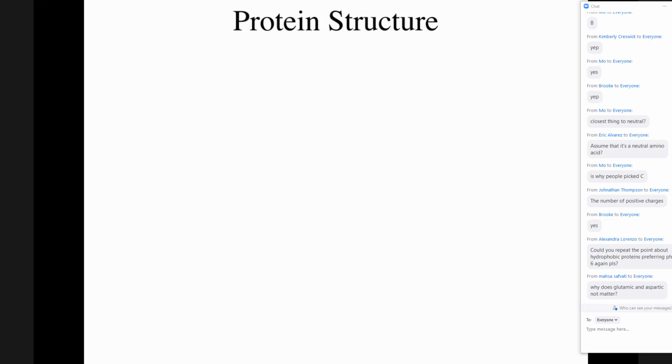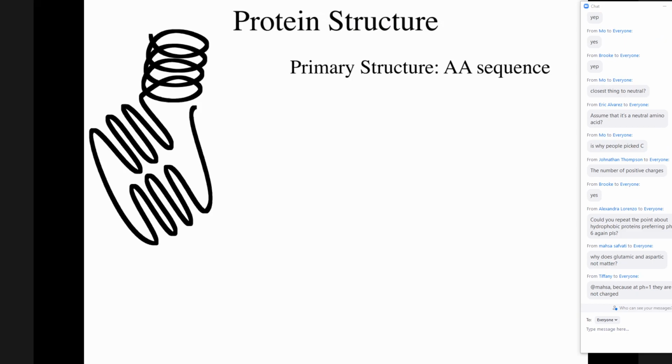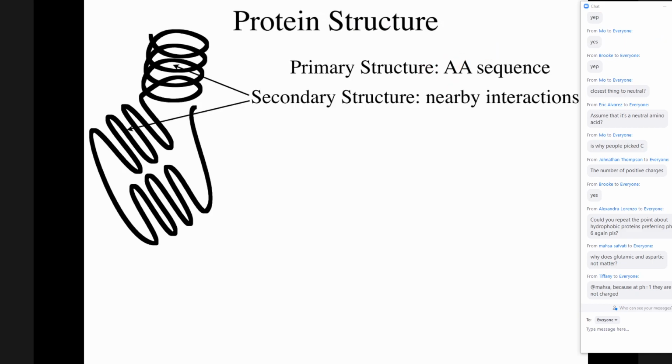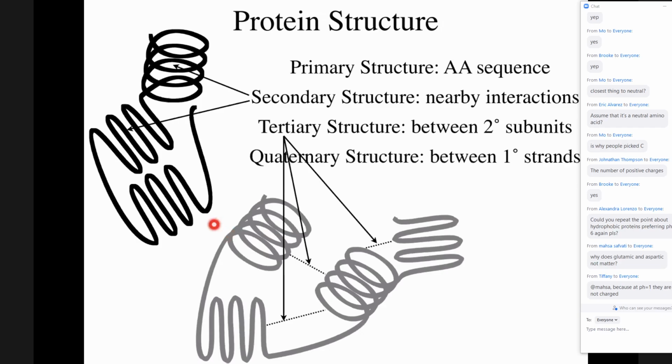Last topic of the day, which I'm just going to basically have out there in writing: the primary sequence, the peptide linkages, the secondary, the backbone, tertiary between side chains, and then quaternary, it's between 2 different subunits. How many have learned this at different points and just sort of know it more or less? They say like nearby interactions.